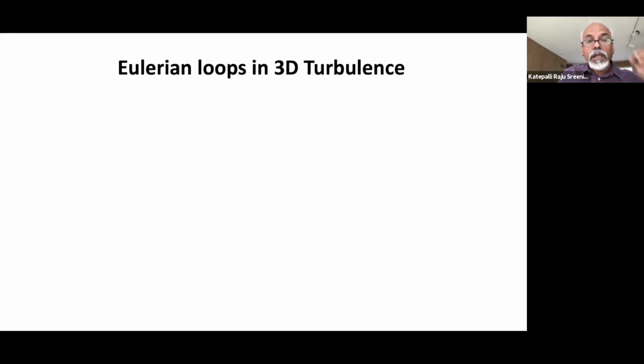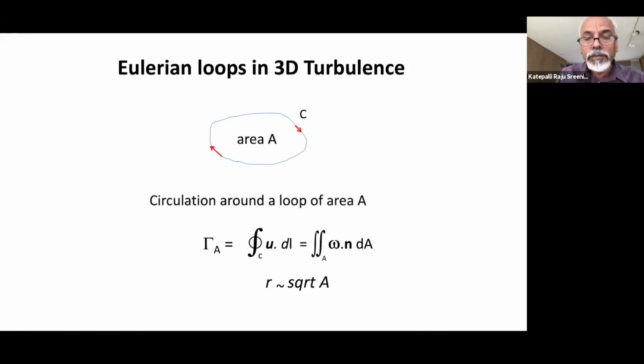time. Now, I want to talk a little bit about the next topic, which is the topic of Sasha Migdal. This is Euler loops in 3D turbulence. There's a considerable work on Lagrangian loops, Peter Constantin and the others. I will not talk about them at all. So I have a loop circumscribing an area A, and I just calculate this line integral around the loop, which by Stokes theorem is just the integral of omega dot n, where omega is the vorticity, which is the curl of the velocity field.